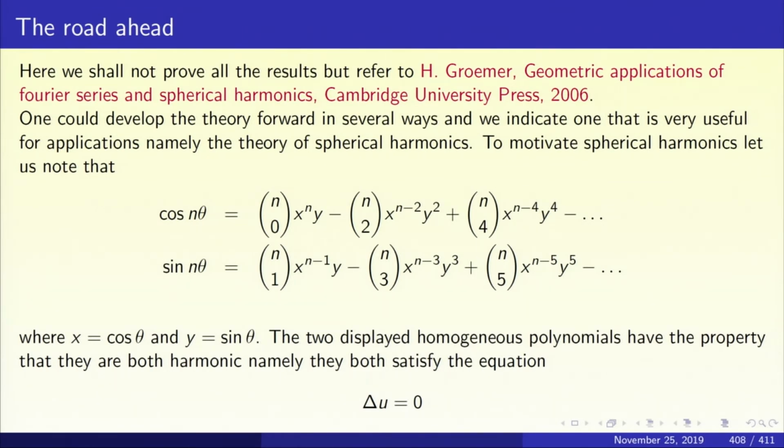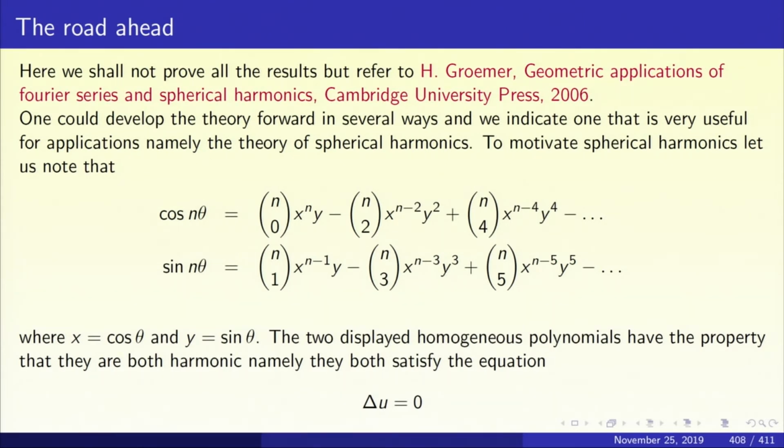To motivate spherical harmonics, let us start with the familiar identities. Cos n theta equal to n choose 0 x to the power n minus n choose 2 x to the power n minus 2 y squared plus n choose 4 x to the power n minus 4 y to the power 4, etc. Sin n theta is n choose 1 x to the power n minus 1 y minus n choose 3 x to the power n minus 3 y cube plus n choose 5 x to the power n minus 5 y to the power 5 minus, etc., where what are x?